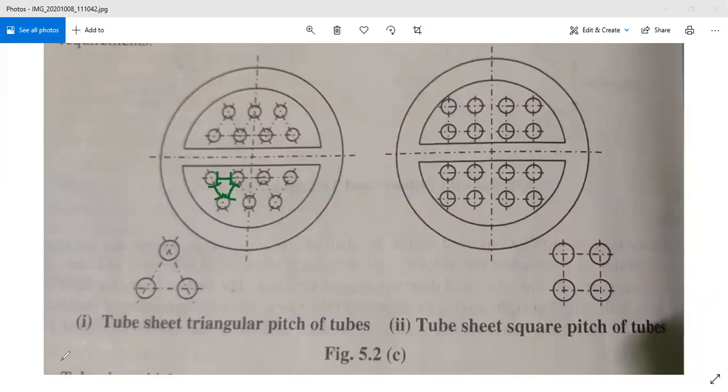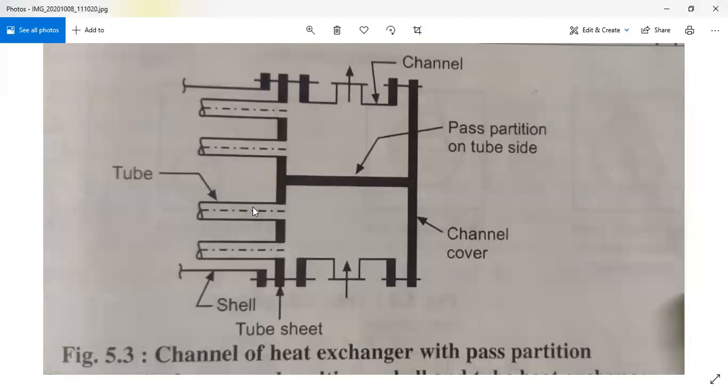Now we can observe the other diagram, that is the channel, and in this channel we can incorporate, we can weld a metal part that is called a pass partition. With the help of this pass partition, we can add the number of passes in the tube side as well as in the shell side. But from this diagram, you can understand we can add the number of passes in the tube side fluid.